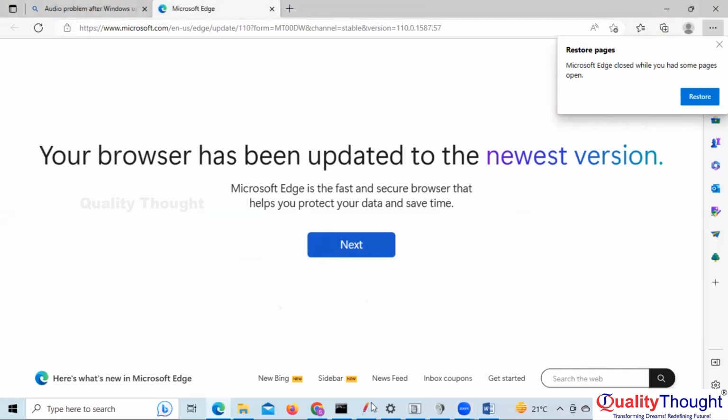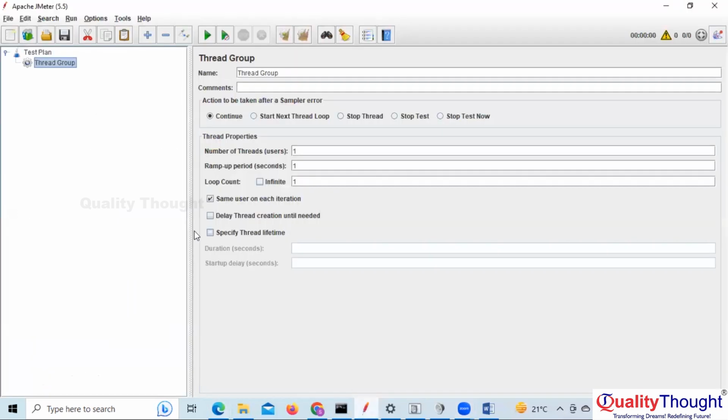So day before yesterday, we were discussing throughput shaping timer. We discussed a couple of timers for pacing, precise throughput timer and constant throughput timer. But I explained a scenario where we are unable to achieve the target throughput. Whenever we are not able to achieve the target throughput, how do we achieve it?